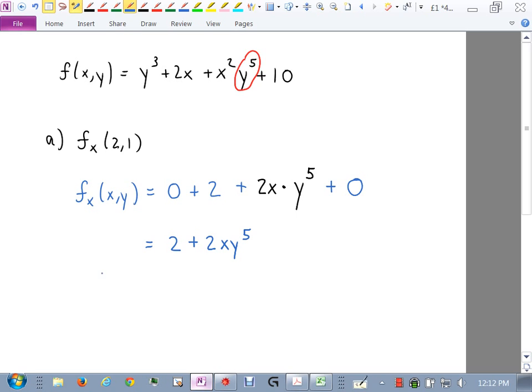Now let's figure out what's happening at 2, 1. Replace x with 2, y with 1, and your answer is what? 6. That's your instantaneous rate of change. If you're standing on that surface and you headed in that direction, or you grabbed that point and you looked at the tangent line as you cut that thing, right? That curve that it would make, the slope of that line is 6.